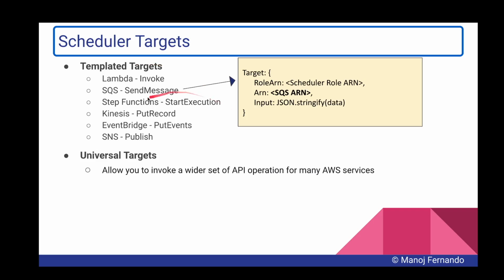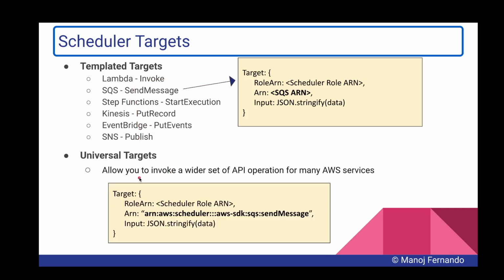In the AWS Console demo, we also looked at how to do a Lambda invoke. There, instead of this SQS ARN, we used the Lambda ARN. Now, comparing the templated target with the universal target, they are pretty much the same except for this ARN. Here also we define the target and the role ARN, which is the scheduler role ARN. So the scheduler should be able to invoke that target.